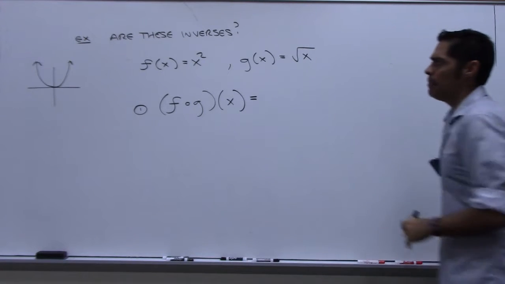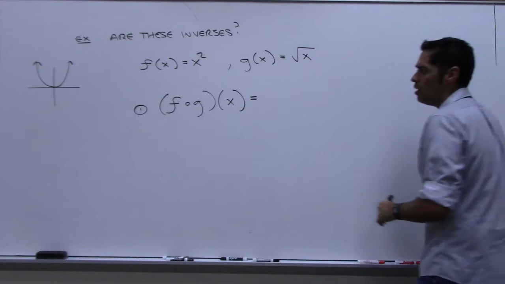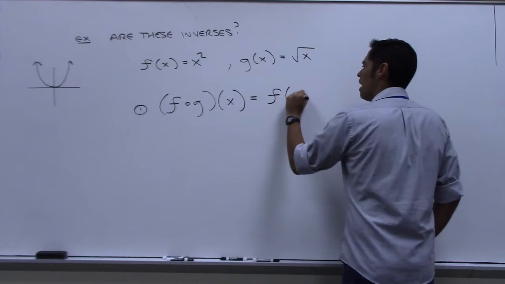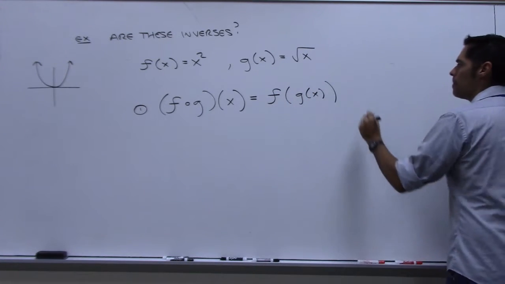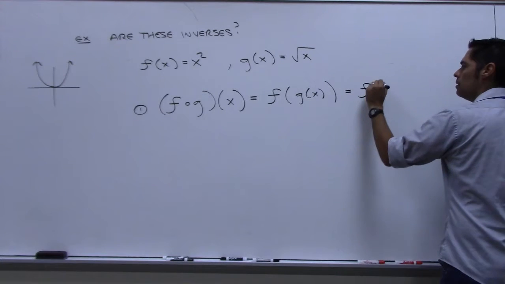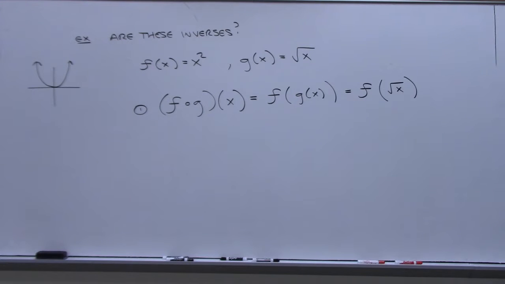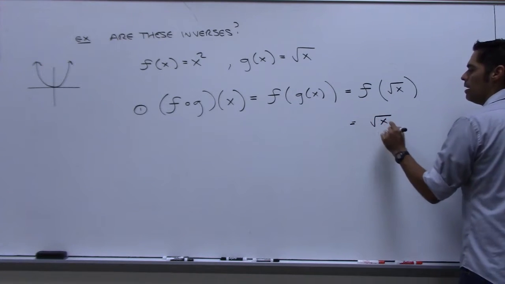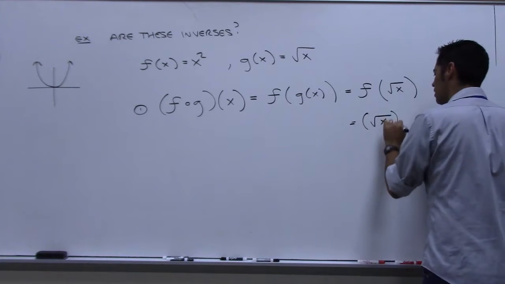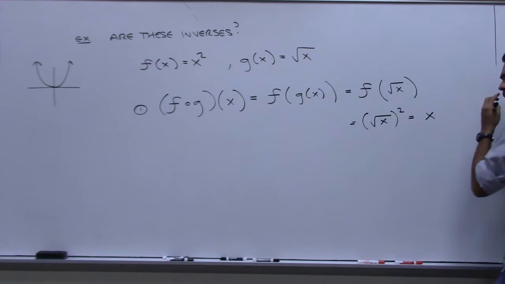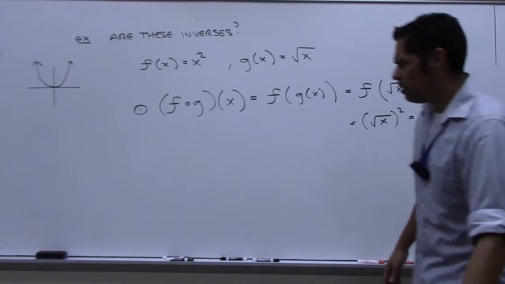Well, let's see what happens. If we do f of g, it's f with g inside. And that's f with g, which is square root of x, plugged in. Remember, I'm trying to show those two things. And when I take the square root of x and plug it in here, I square it, and I should just get x. Okay, so that wasn't a problem.